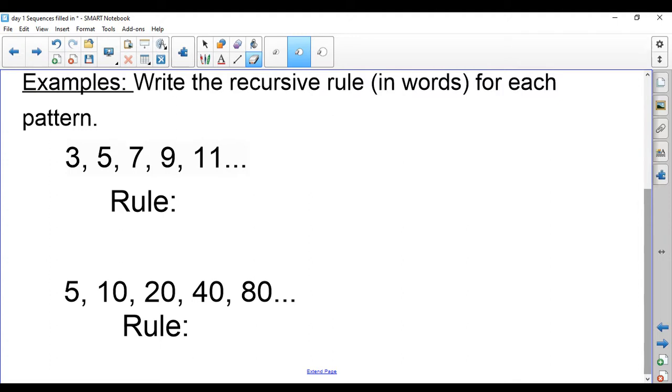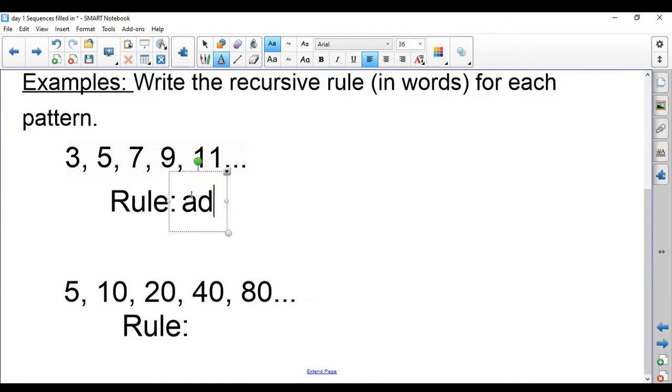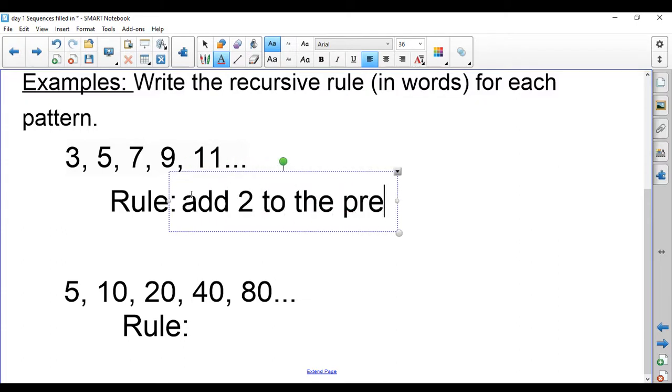For example, if we look at this sequence, 3, 5, 7, 9, 11, I need to write a recursive rule that says, what do I do to the 3 to get 5, to the 5 to get 7, to the 7 to get 9? And it needs to be something that is the same each time. So here, when I look at this, it's going up by 2 each time. So mathematically, I would say my rule is add 2 to the previous term.